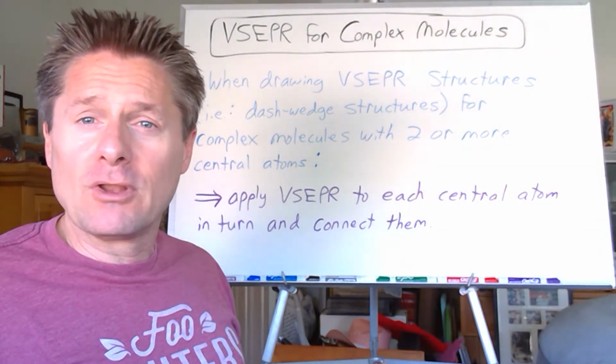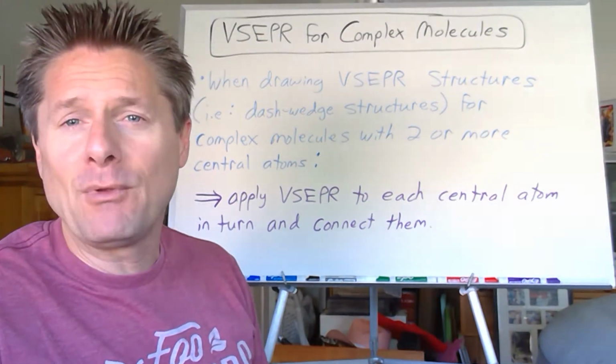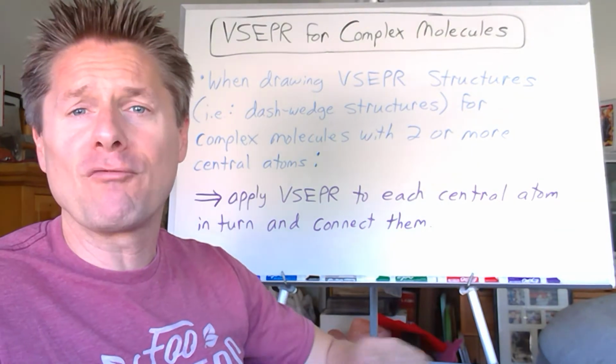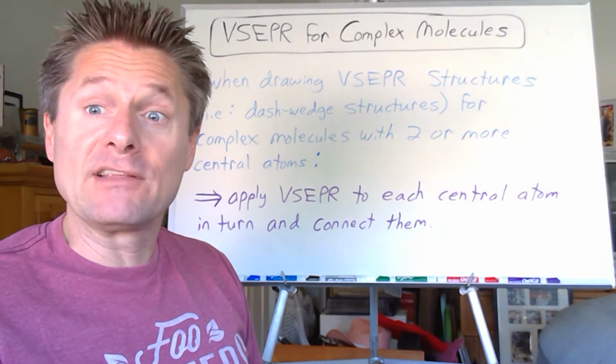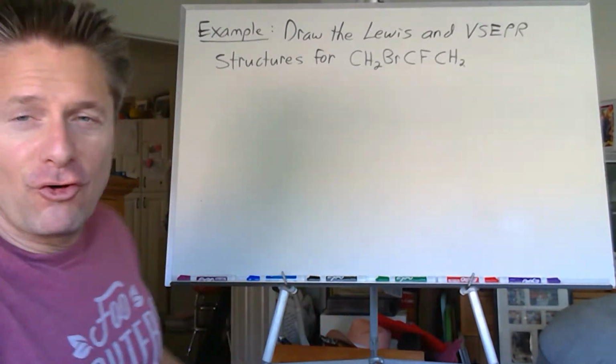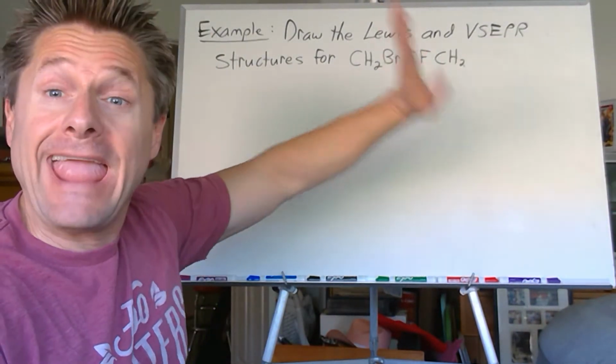Review your rules for Lewis structures. Let's work through 2 or 3 examples. You'll kind of see after the second one, it's the same pattern over and over and over. So let's go do it. Let me put one up on the board for you. Here's your first one. So let's do the Lewis and the VSEPR structure.